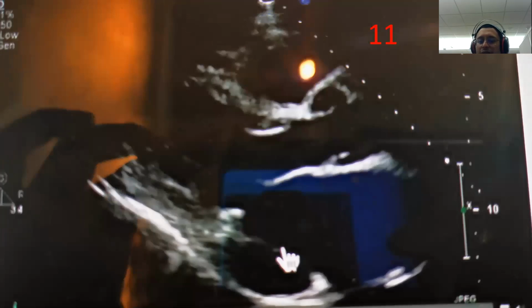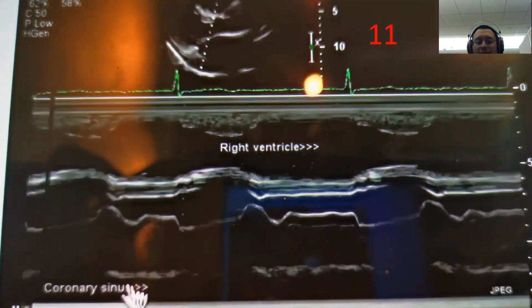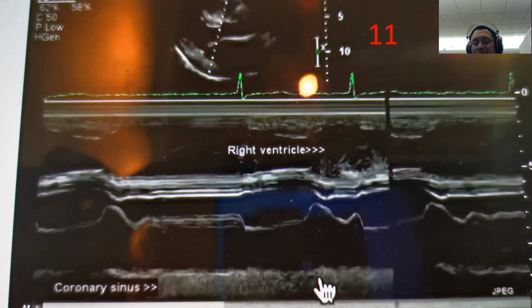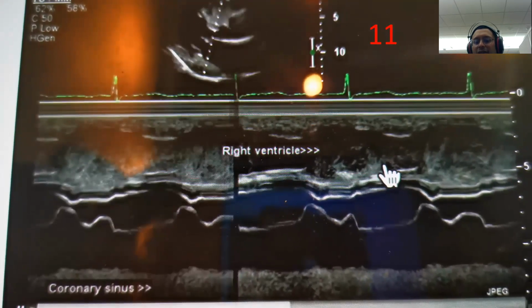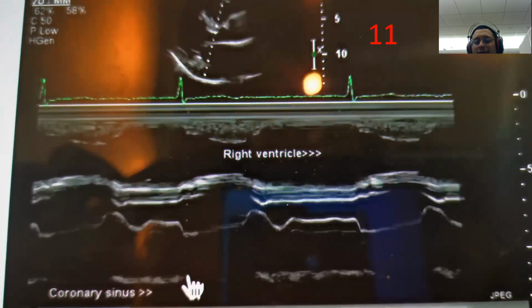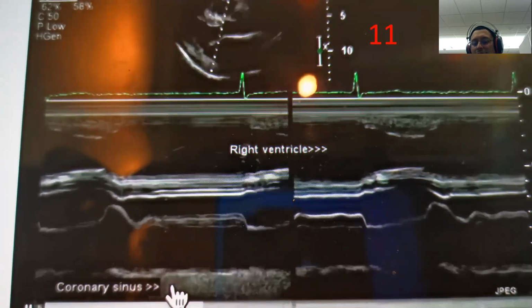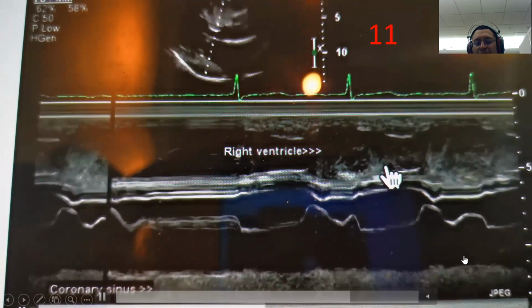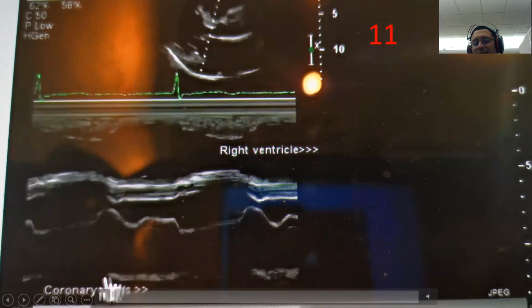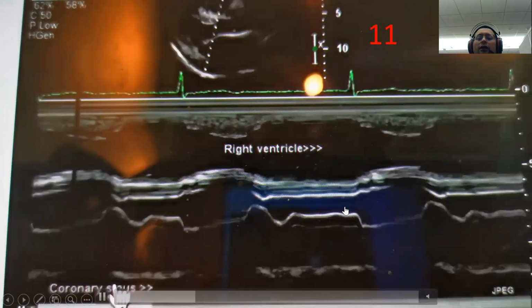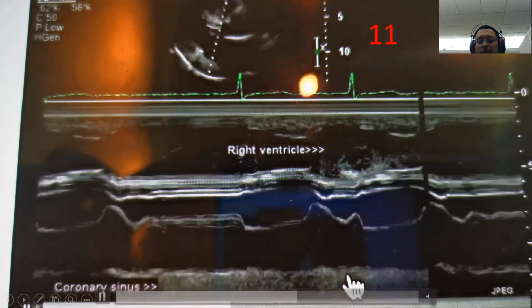And this one, it doesn't go to the left atrium. I'll show you the next one. Using M-mode is much, much nicer. Look at this. CS, right ventricle. See? It goes to the CS, so it goes to the right atrium, and then to the right ventricle. You can see it never goes into the left ventricle. Nice, right? So this is someone with unroofed coronary sinus.